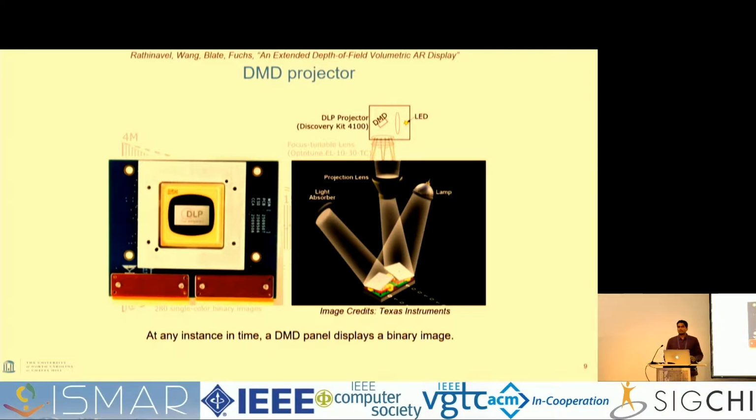So at any instant, the DMD is always presenting a binary image. And the color image is generated by binary modulation and by relying on persistence of vision. And these DLP projectors can be updated at several kilohertz. Our projector updates at 17 kilohertz. That's 17,000 binary images per second.